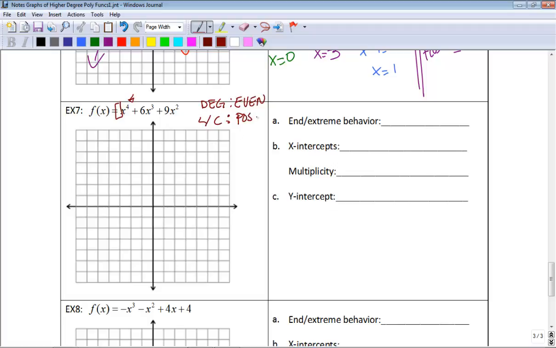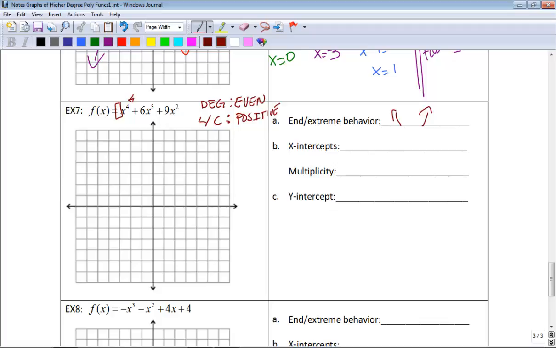1's positive. So I need to figure out what happens if I have an even degree and positive. Remember, evens go in the same direction, either both up or both down. I'm positive, I'm going both up. So odds, opposites, even, the same.